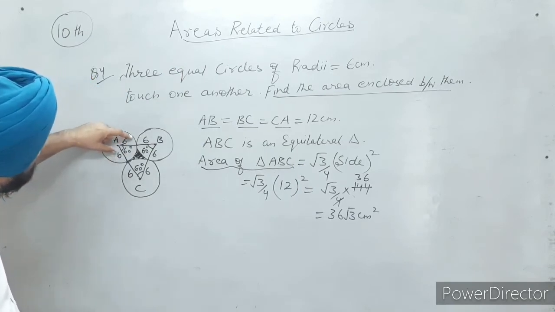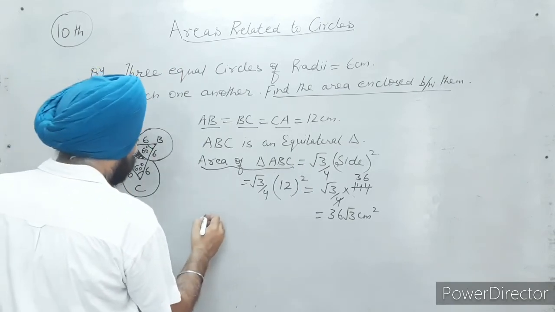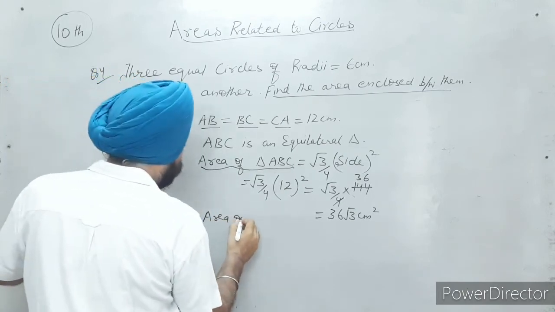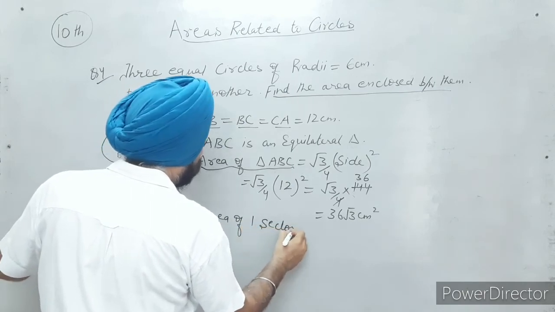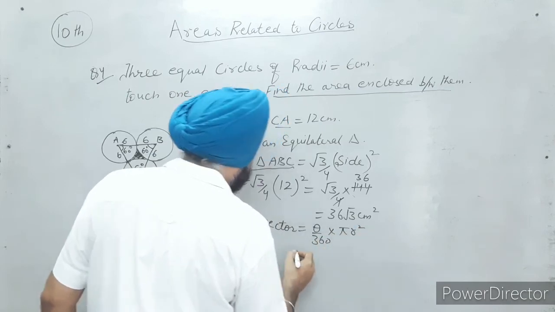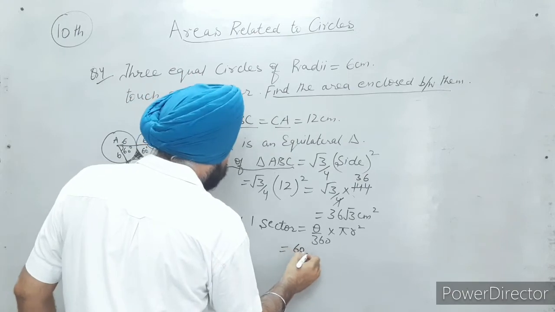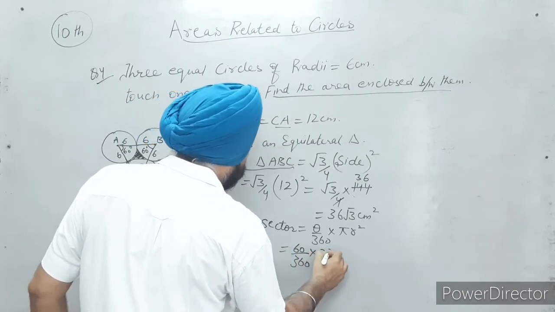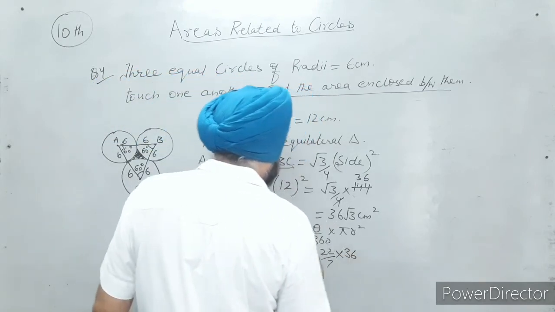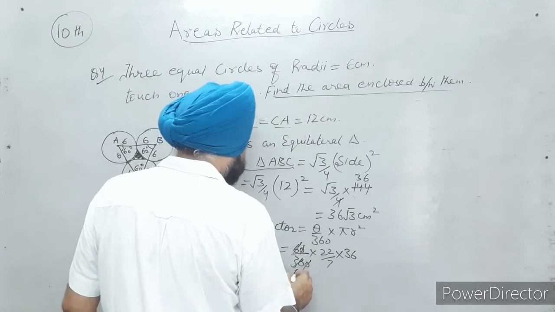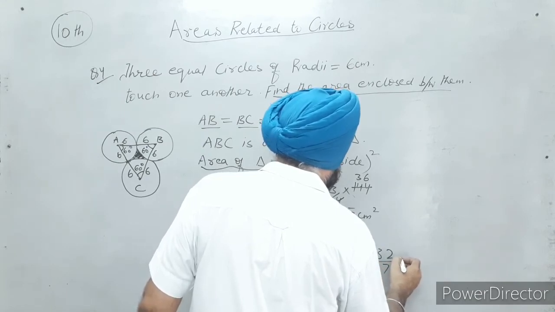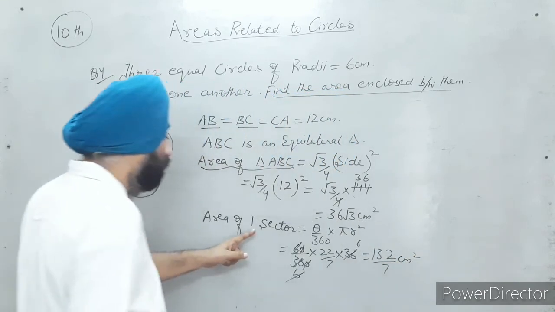Now let me calculate area of one sector. There are three sectors, 1, 2, 3. Area of one sector. Theta upon 360 into pi r square. That is, theta is 60 degrees upon 360 into 22 by 7. Radius is 6. 6 square is 36. Now this goes, it cancels on 6. 6 to 12. 132 by 7 centimeter square is area of one sector.